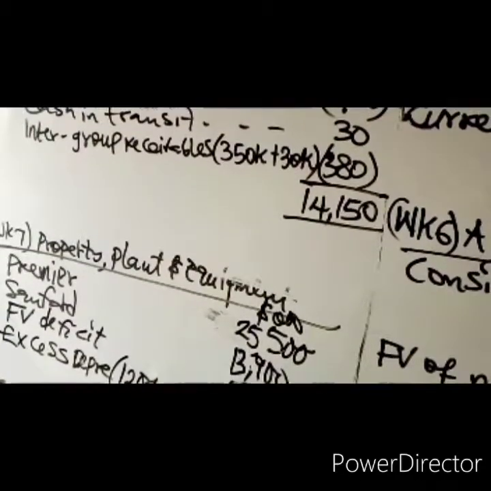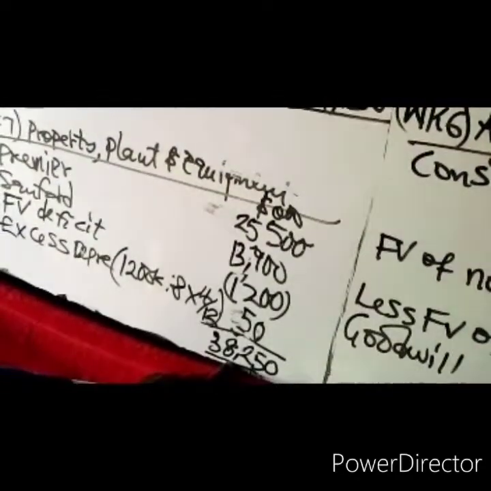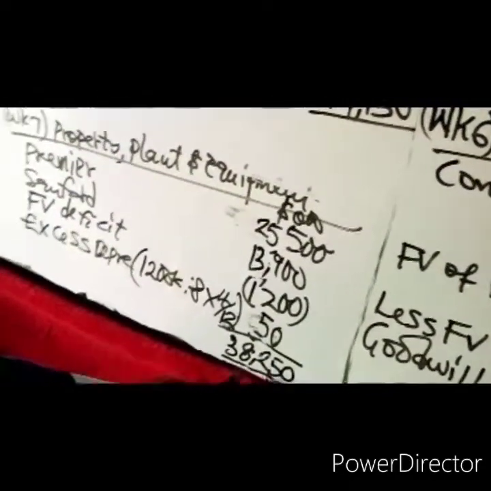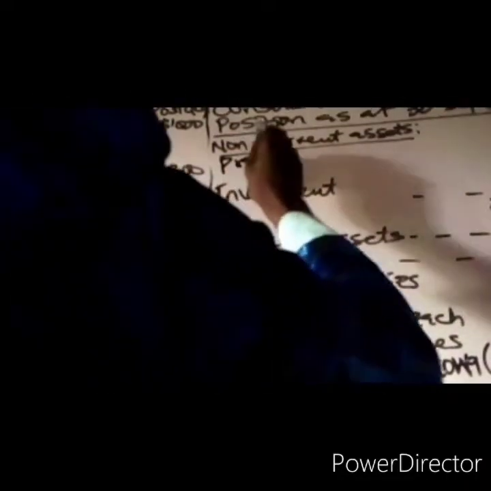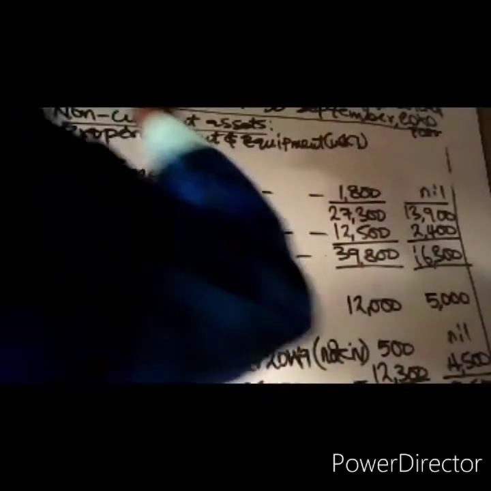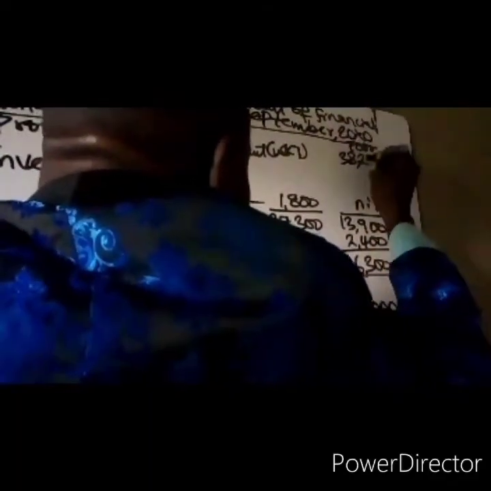And we got 38,250. That is the property, plant and equipment. That is working 7. That is 38,250.